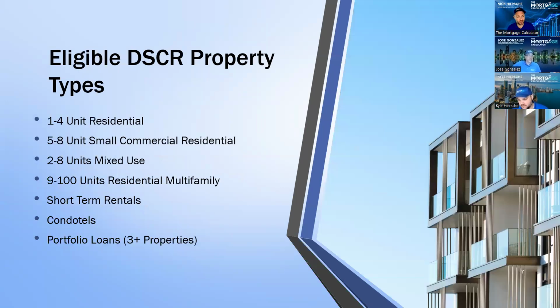Now, what types of property can we do? Obviously, 1 to 4 unit residential properties are your typical requests, but a couple of the twists here that I mentioned, we can do the standard DSCR loans on a 5 to 8 unit and even sometimes 5 to 10 units, depending on the program, for what would traditionally be a commercial residential property. Same thing with a small mixed use property, as long as it's mainly residential, we can do 2 to 8 units and sometimes even 2 to 10 units of a mixed use property under the standard DSCR programs. Then we have our 9 to 100, the large multifamily, which are typically done a little bit differently.